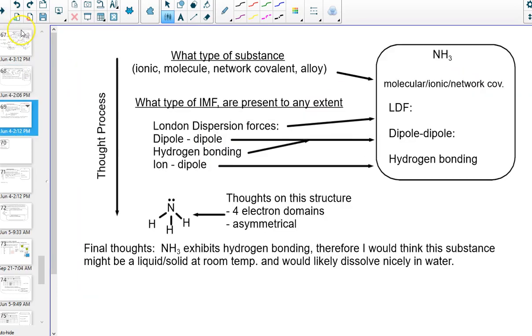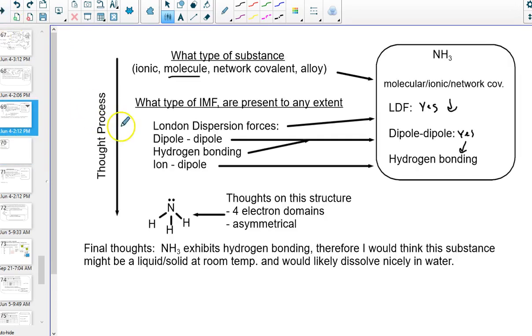Alright, so these next couple pages are just going to walk you through some of these things. So, ion, molecule, network, what is this thing? It's molecular. And you should be aware of that, all nonmetals. What type of intermolecular forces are present? Do we have London dispersion forces? Yes. But they're weak. Dipole-dipole? Yes. In fact, the version we have here is hydrogen bonding. Okay. Note the shape. Asymmetrical.